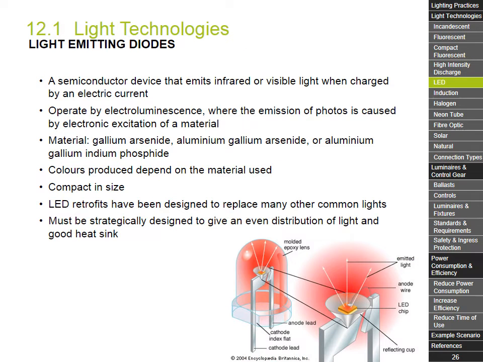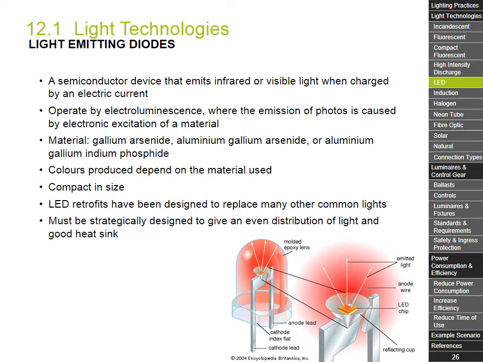Light-emitting diodes, more commonly known as LEDs, are a semiconductor device that emits infrared or visible light when charged by an electric current. They operate by electroluminescence, where the emission of photons is caused by the electronic excitation of a material. The materials commonly used are gallium arsenide, aluminium gallium arsenide, or aluminium gallium indium phosphide. Depending on the material, the diode will produce a different color.